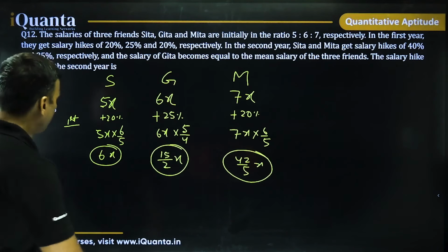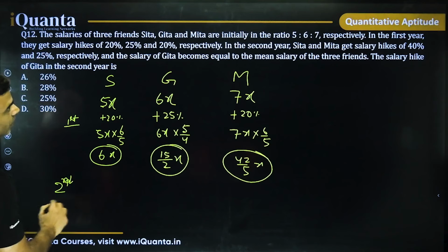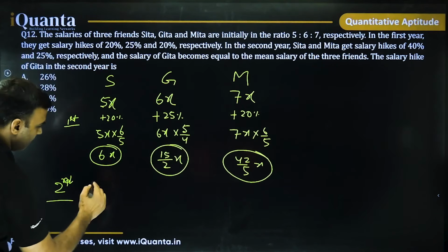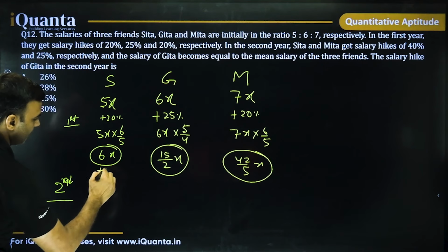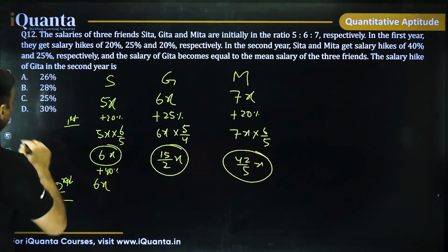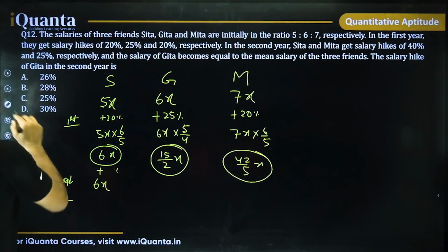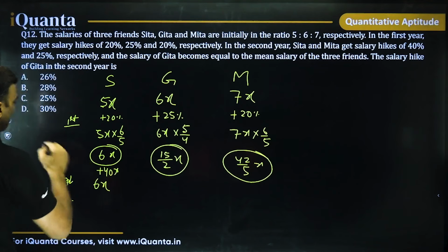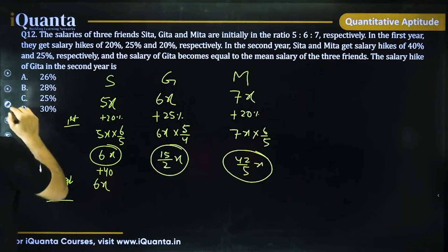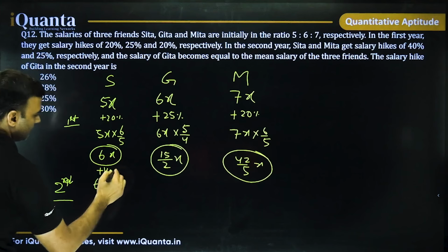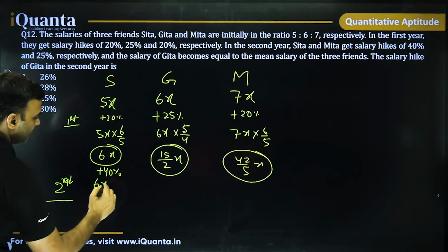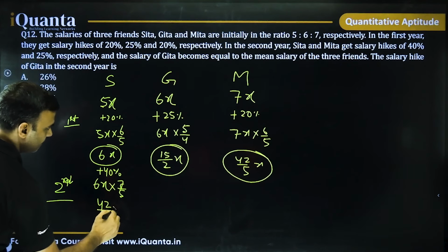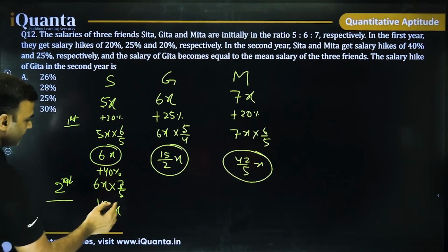Now, in the second year, what happens? In the second year, who gets what? Sita gets a salary hike of 40%. 40% means 2 by 5. So the salary will become 6x plus 40%. So multiplying factor, 40% itself is 2 by 5, so multiplying factor would be 1 plus 2 by 5, that is 7 by 5. So 6x into 7 by 5. So it is 42 by 5x. Oh, that is also that one. Anyways, that's just a coincidence.